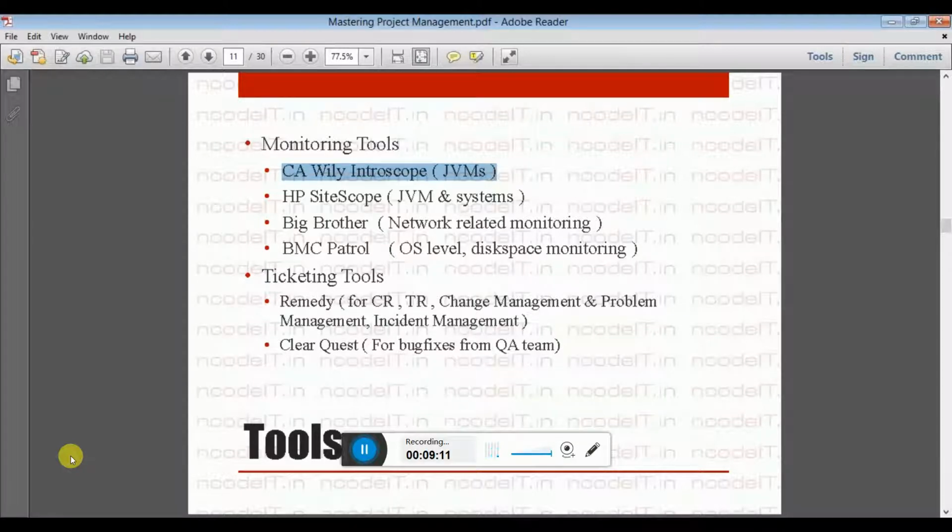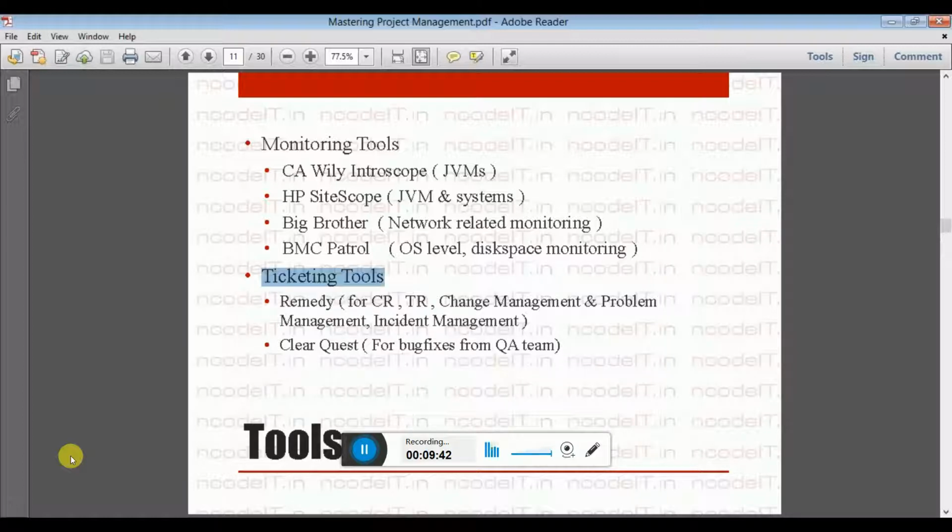There are other tools that you may come across, like, do you know HP SiteScope? That's also a monitoring tool. Do you know Big Brother? That's also a network related monitoring tool. Basically it monitors routers, network elements, other stuff. Then BMC Patrol is another thing, usually used to monitor disk spaces. But nowadays these things are all done by Wily Introscope itself. So the monitoring tools you are using are Introscope and OEM. OEM we have recently introduced.